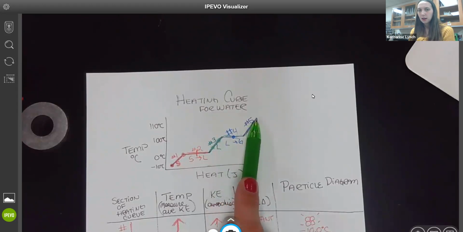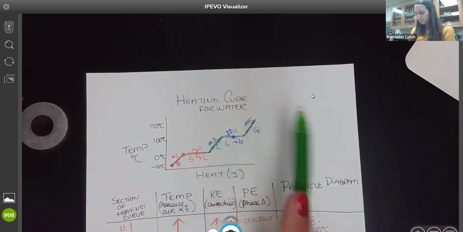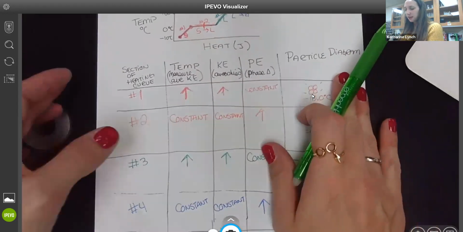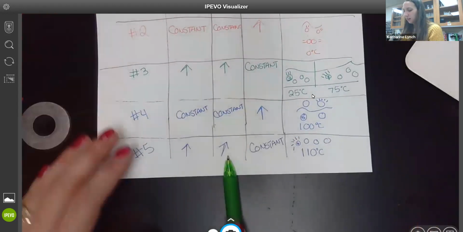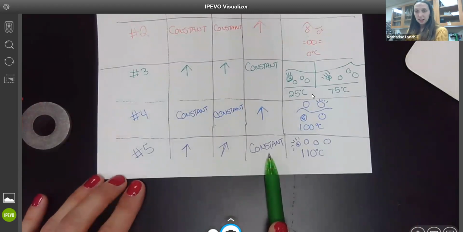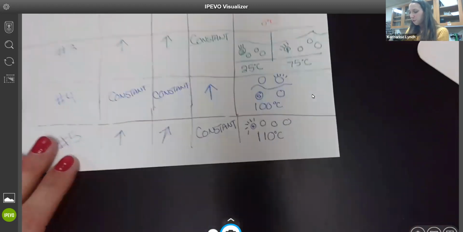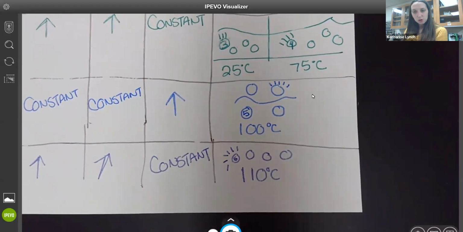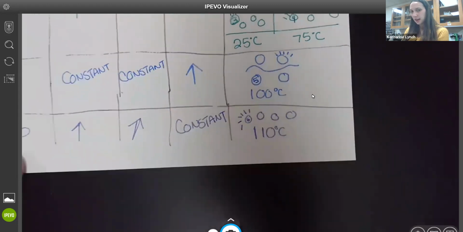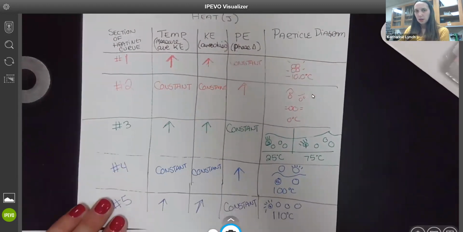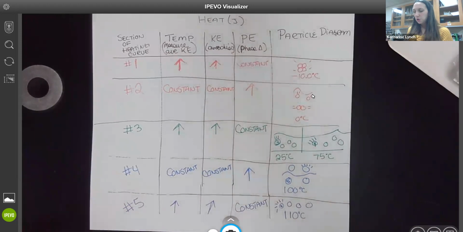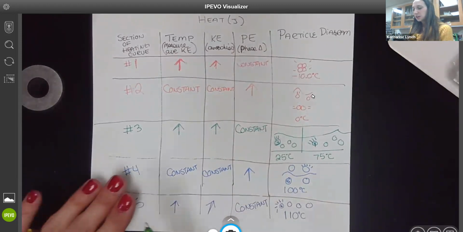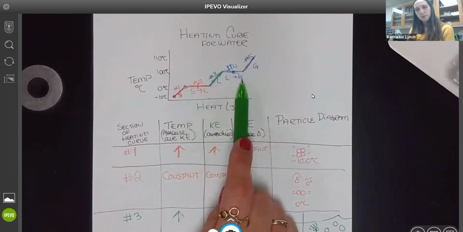The final point I chose to draw in terms of particle diagrams happens to be in section 5. In section 5, my kinetic energy is changing again. Potential energy is constant, no phase change. So what's drawn here are 4 gas particles, 6 swooshies represented at 110 degrees Celsius. So there's a little 6 in that particle model. So whether you have kinetic energy or potential energy changes depends on which part of the heating curve you're at.